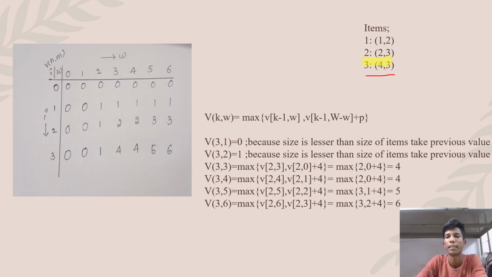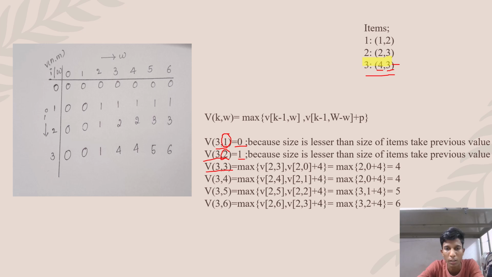Let us insert item 3. Item 3 has weight 3 and profit 4. When V of 3 comma 1, the weight of the bag is 1 and the weight of the item is 3, so the weight of the bag is lesser than 3, so you can consider the previous value, which is 0. Similarly, V of 3 comma 2, the weight of the bag is 2 and the weight of the item is 3, so the weight of the bag is lesser than the weight of the item, so you can consider the previous value 1.